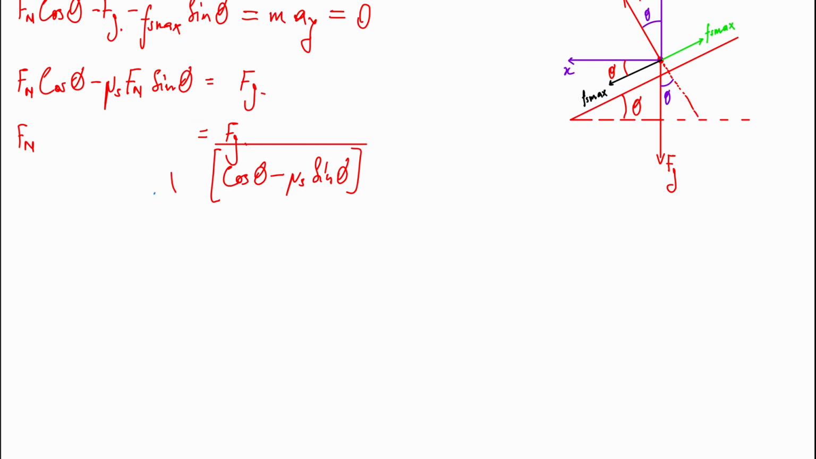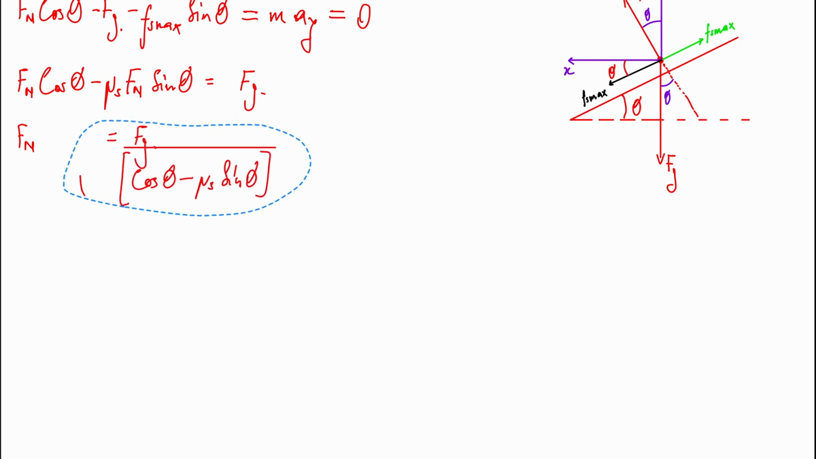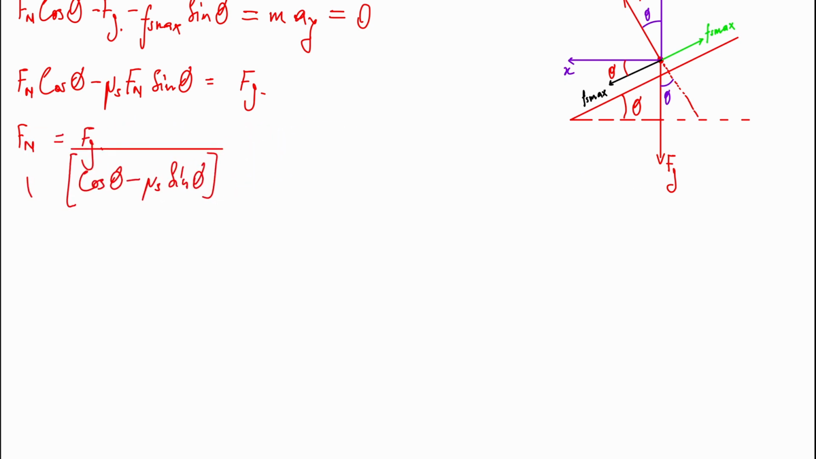So this is what we learned, that the magnitude of the normal force is going to be equal to the magnitude of the force of gravity divided by what's in the parentheses, cosine of theta minus mu s sine of theta. Now, this is what we've learned from the y direction. What would happen if we were to consider the x direction? I would say the direction along which there is centripetal acceleration, I leave for last.